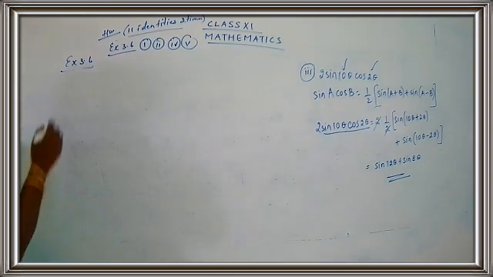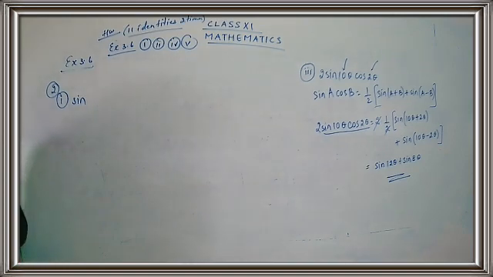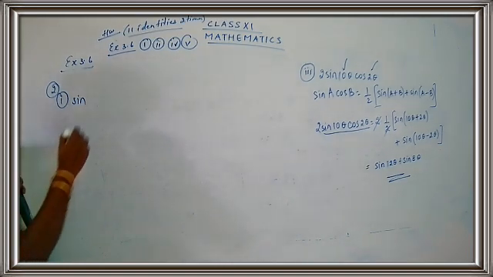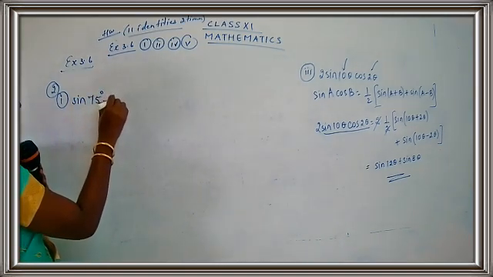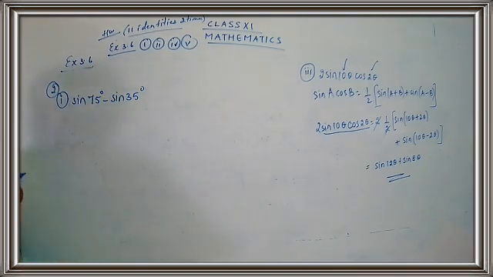Now the second question, first subpart: sine 75 degree minus sine 35 degree. So they have expressed it in the form of difference. So we are going to write this in the form of product. First of all, we are going to identify the proper formula. So this is sine C minus sine D. What is the formula for sine C minus sine D? See, children, be careful with the question. It's sine C minus sine D.